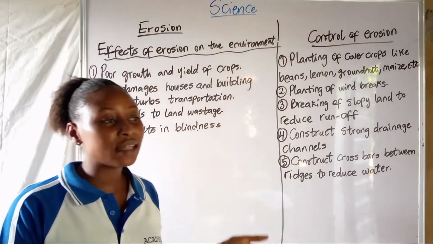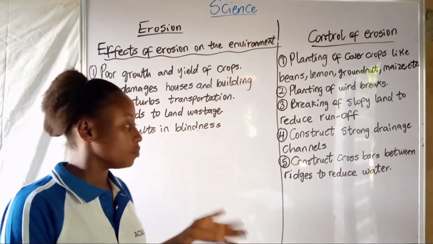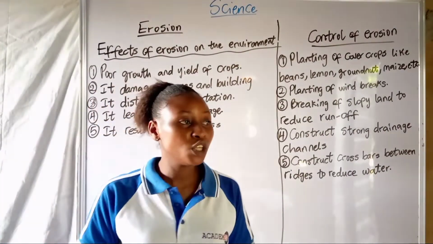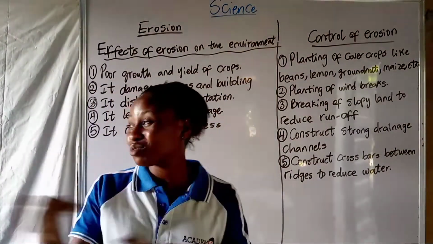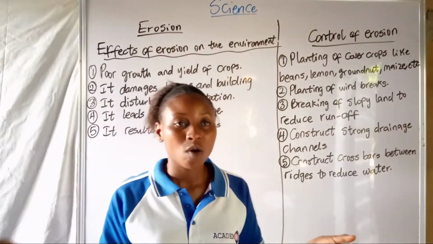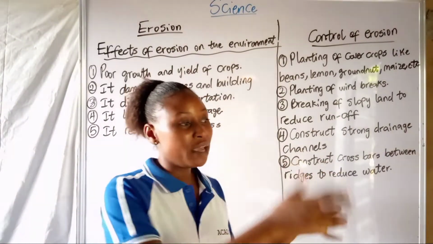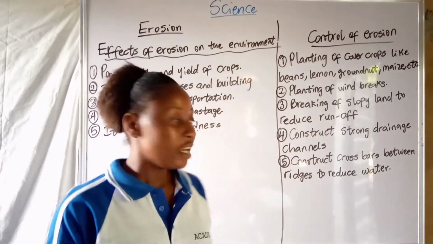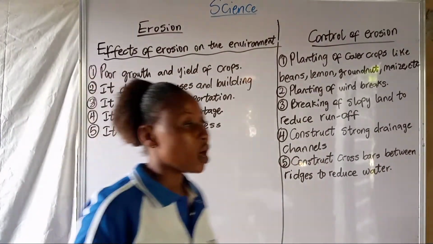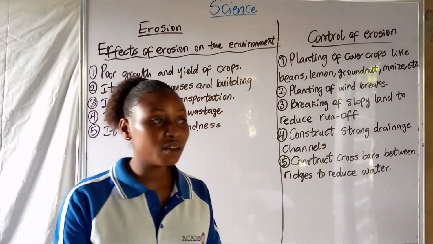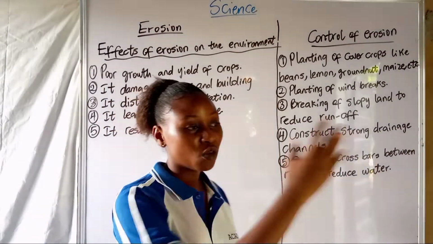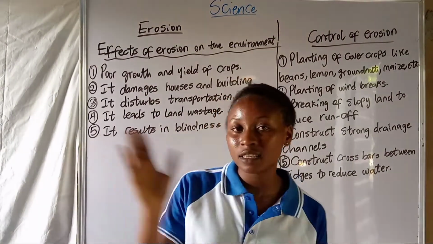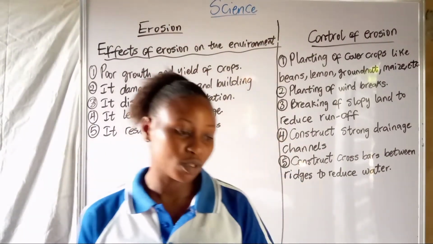Another one is construct crossbars between ridges to reduce water. This is about your plants. When you plant, we are being told that you should plant in crossbars. That is, don't just plant anyhow, like some people do. We are being advised to plant, for instance, in rows and in columns. That way the flowing water will be able to move. It's not just stored in one position and affecting the yield of crops.